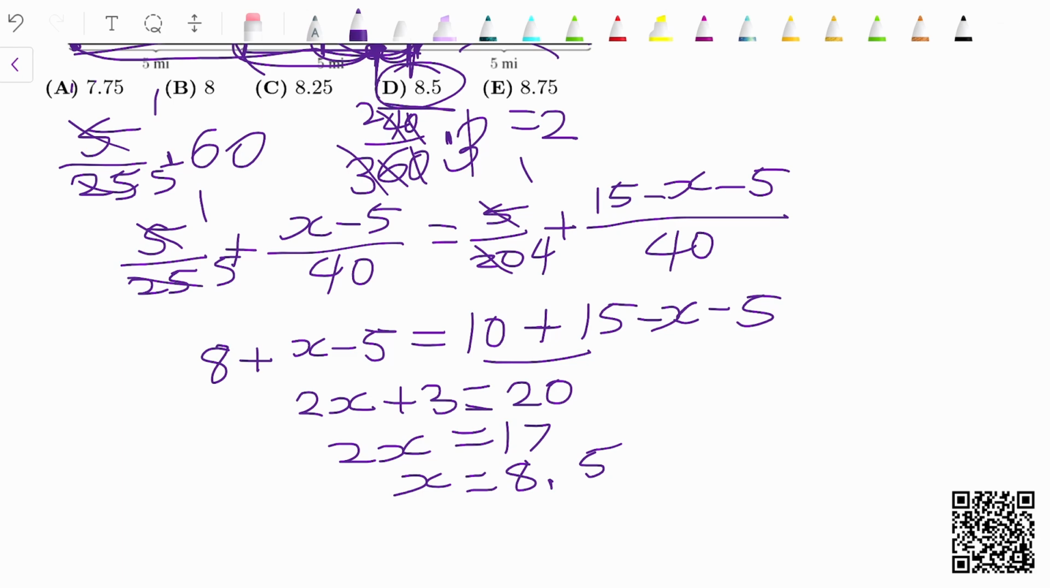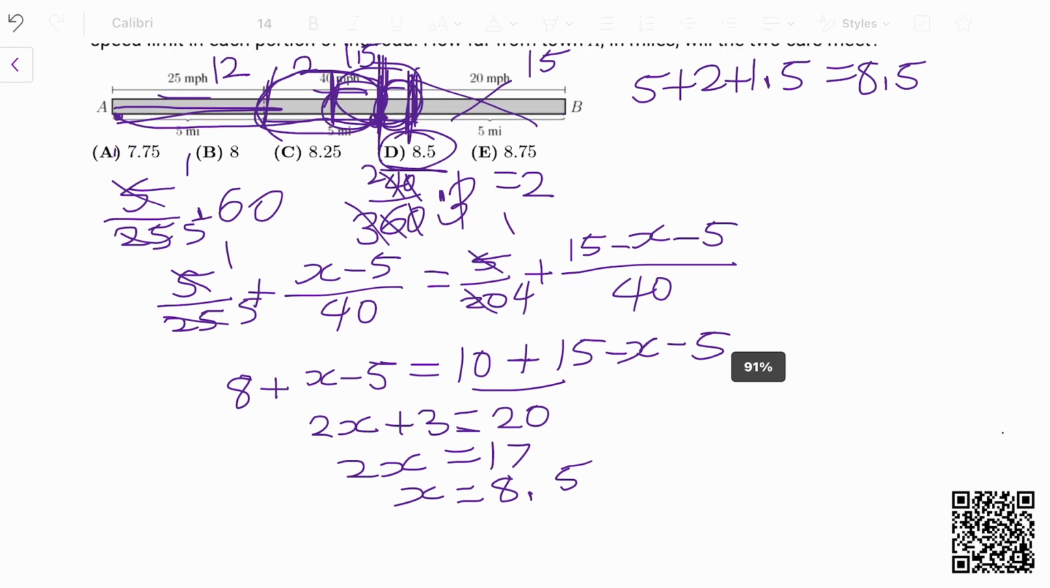Therefore, our answer in the very end is still D, and it's still the same. 8.5 rules supreme.